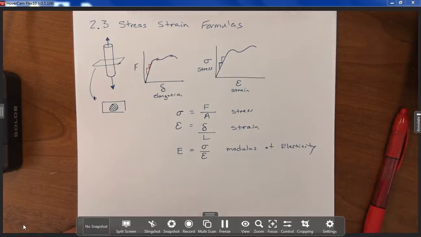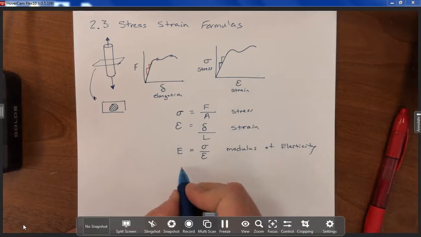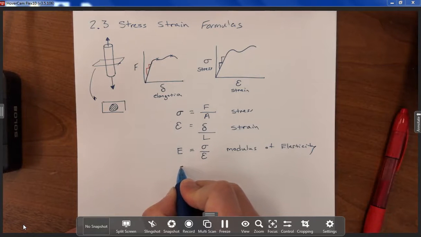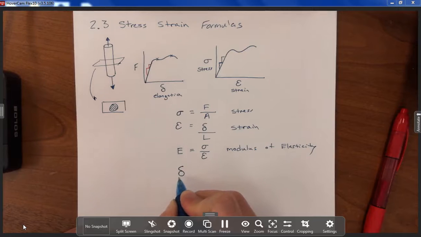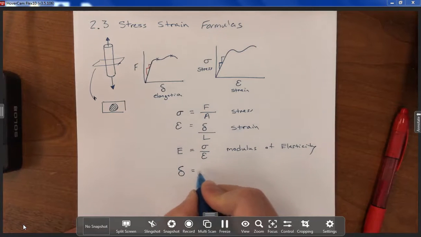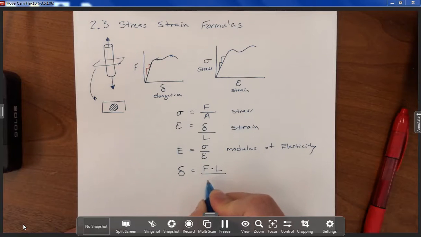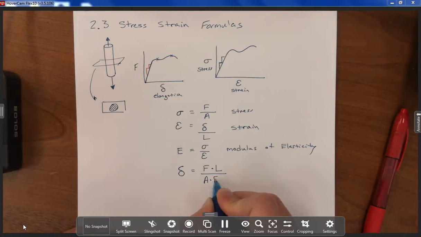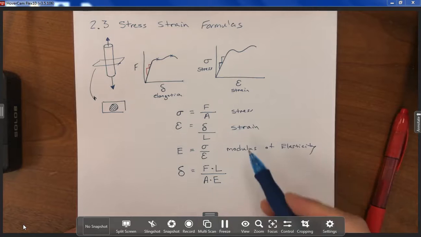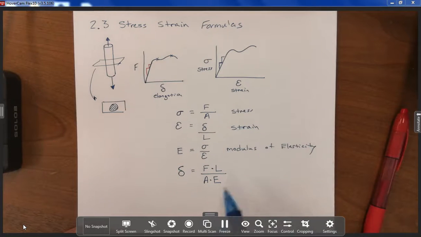Okay, another formula we have, and I'll derive it for you in a second. It's kind of been manipulated, but it's another way to show a relationship with elongation, so how much the material stretched. Elongation is equal to the force times the original length divided by the cross-sectional area times the modulus of elasticity. And this is actually derived from the above three formulas.